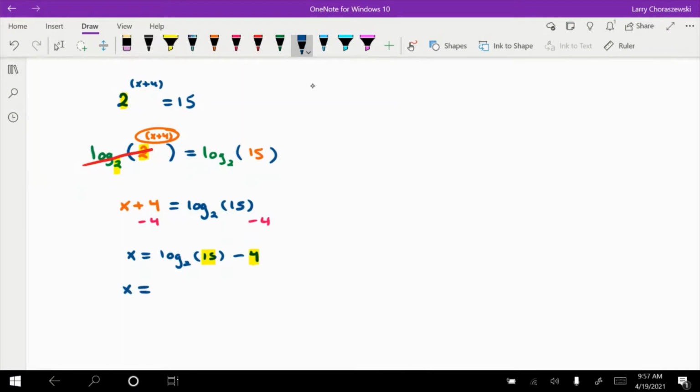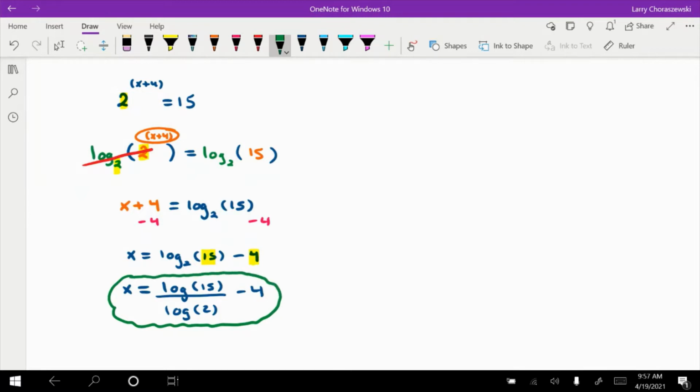But in order to get something that we can type in the calculator, you might want to rewrite this log expression using the change of base formula. So log of 15 divided by log of 2 minus 4. All right, and that would be our exact answer for x.